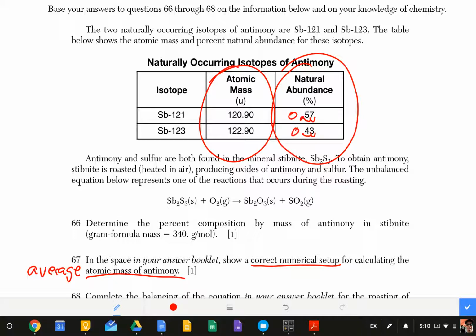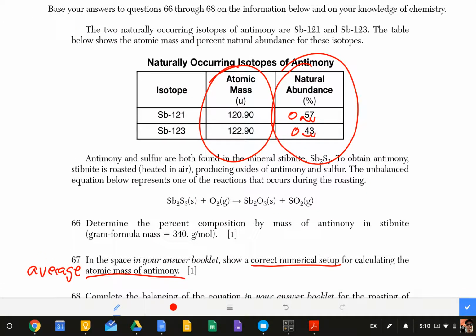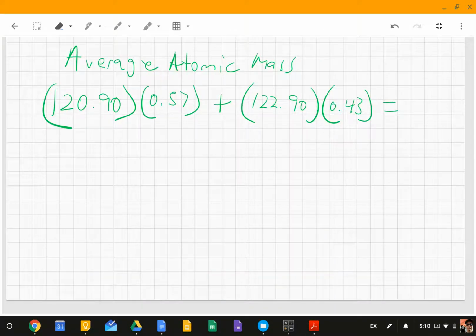So 0.43. And without even doing any math, we already got the credit because it says show a correct numerical setup, meaning even if you do the calculation and you get it wrong, if you show this math, you will get the point. There is another way to show this. Instead of dividing the percents by 100 to turn them back into a decimal each time, you can do it in one shot. Watch this.